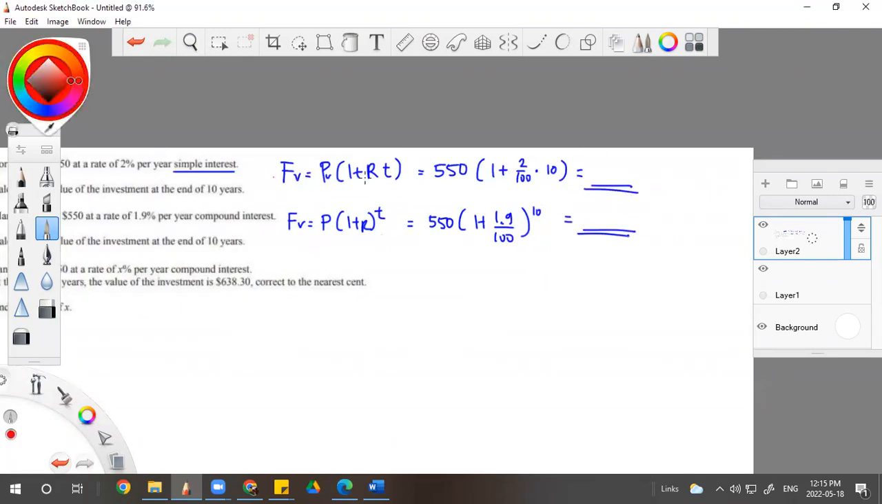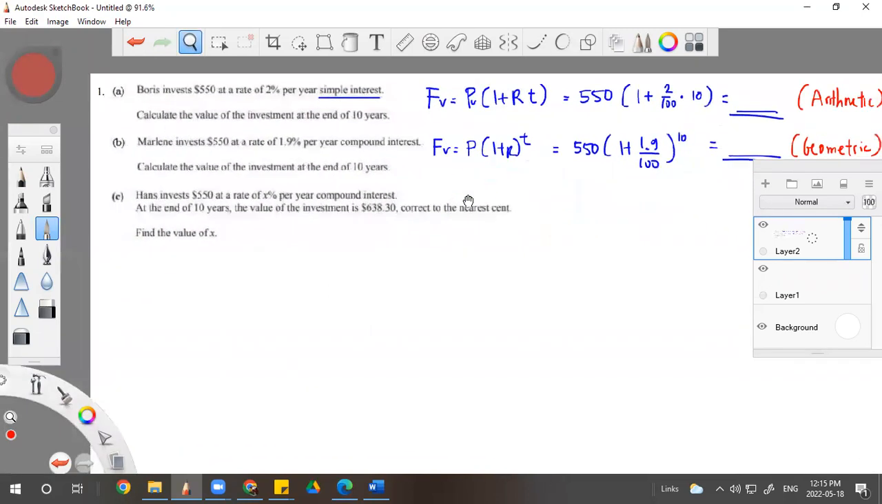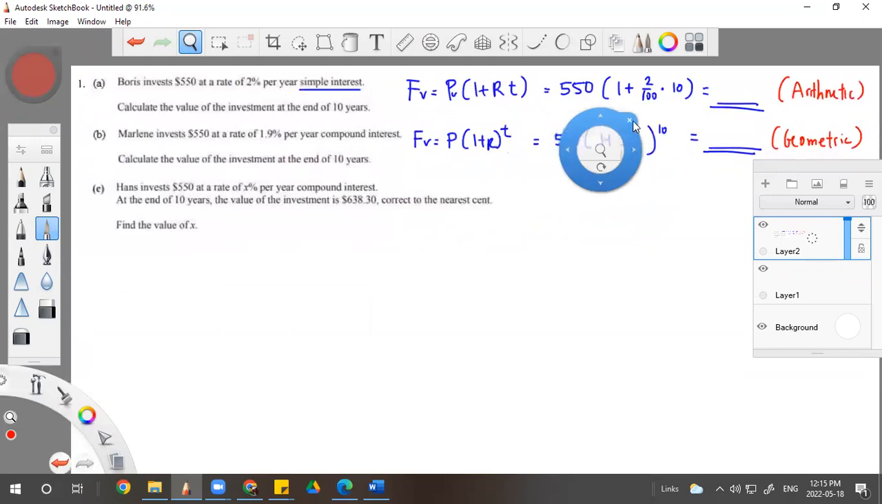And actually, if you want further explanation, this is the arithmetic sequence, right? And this is geometric, but we try to make it simpler. We don't have to use Un equals blah blah blah. No need.